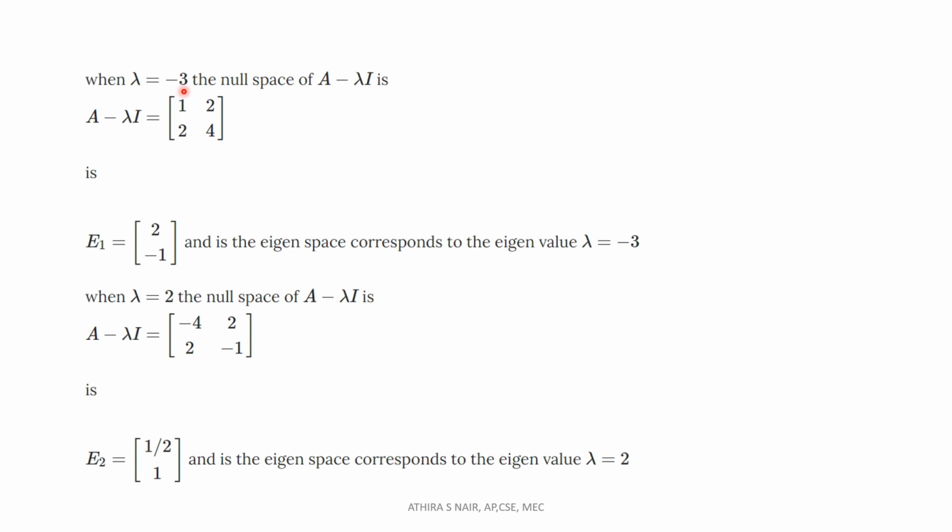When lambda is equal to minus 3, the null space of A minus lambda I, where A minus lambda I is equal to [1, 2; 2, 4], that is E1 equal to (2, minus 1), is the eigenspace corresponding to the eigenvalue lambda equal to minus 3. When lambda is equal to 2, the null space of A minus lambda I, where A minus lambda I is equal to [minus 4, 2; 2, minus 1], that is E2 equal to (1/2, 1), is the eigenspace corresponding to the eigenvalue lambda equal to 2.